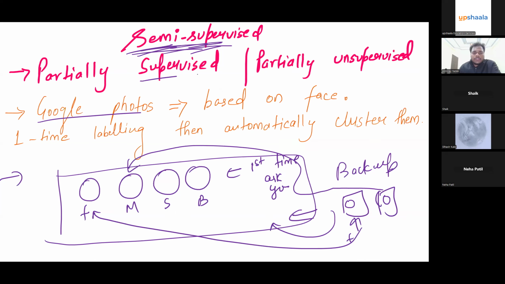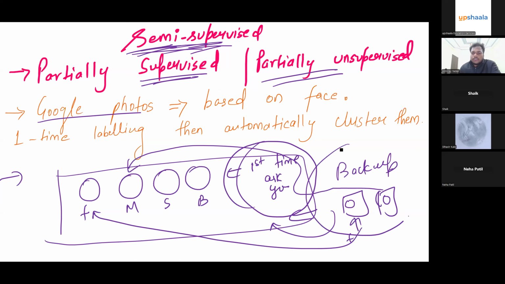Why? Because it is supervised in nature. This was the supervised thing, and this is the partially unsupervised thing. The clubbing of both things makes a new kind of learning. This is your semi-supervised learning, and this is mostly done by Google Photos.